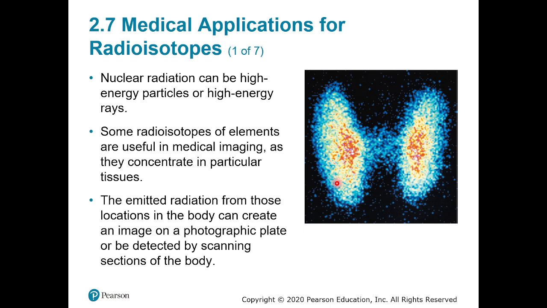So nuclear radiation can be high-energy particles or high-energy rays. Some radioisotopes of elements are going to be useful in medical imaging, as they're going to concentrate in particular tissues. Emitted radiation from those locations in the body can create an image on a photographic plate, or it can be detected by scanning sections of the body. They don't do photographic plates much anymore, but that's how they used to do it. They would literally take photographic plates, let them develop, same as you would with a camera, right? Nowadays, they usually use electronic detectors, and so we can do it much faster or more times to give it more resolution.